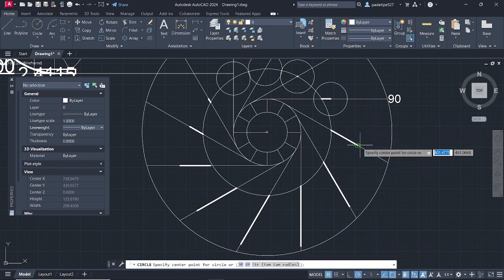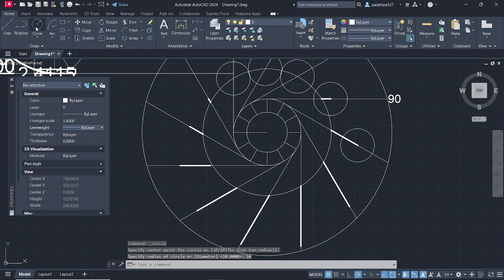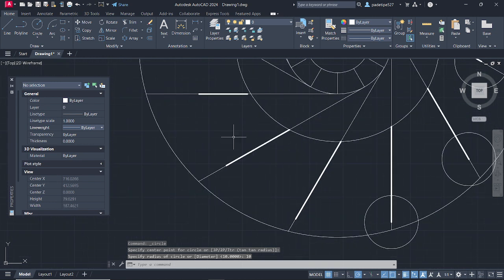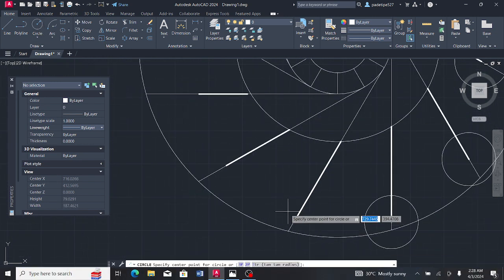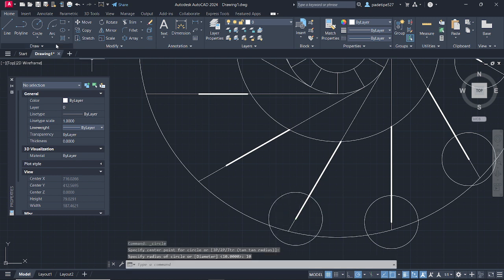This part too. Radius 10. Radius 10. Sorry about that. Radius 10. Radius 10. Radius 10 for these two.